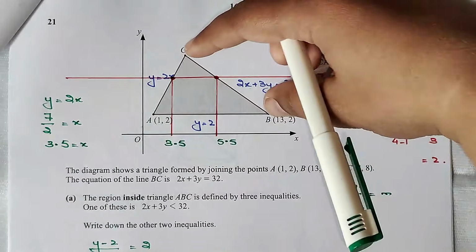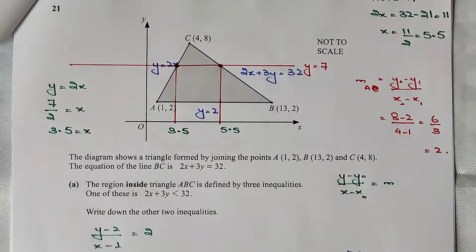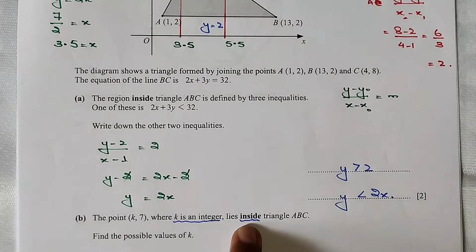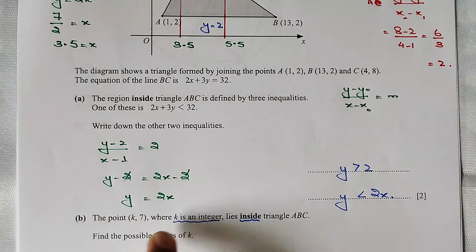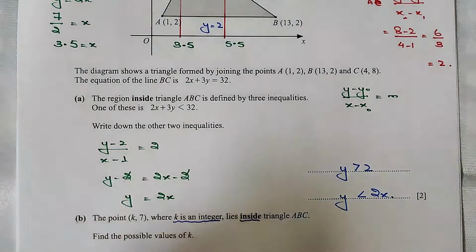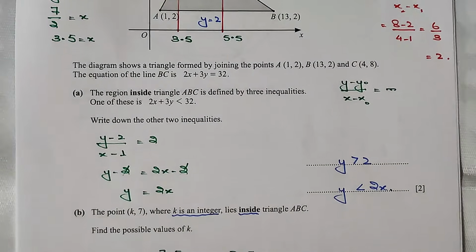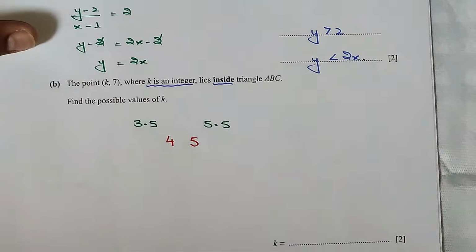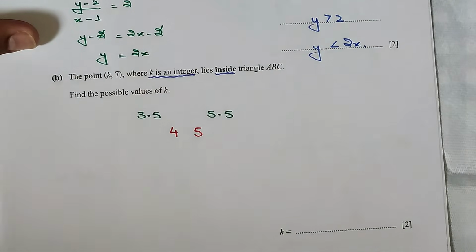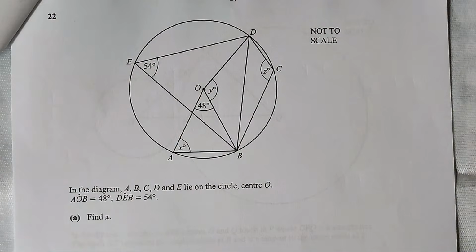So it means the value of k must lie between 3.5 and 5.5, because these 2 points, 3.5 and 5.5, lie on the triangle, but we need to find the value of k that must lie inside the triangle, right? So that must be inside and it must be an integer. So what integer lies between 3.5 and 5.5? We have an integer 4 that lies between these two, and we have an integer 5. So the two possible values of k are 4 and 5.